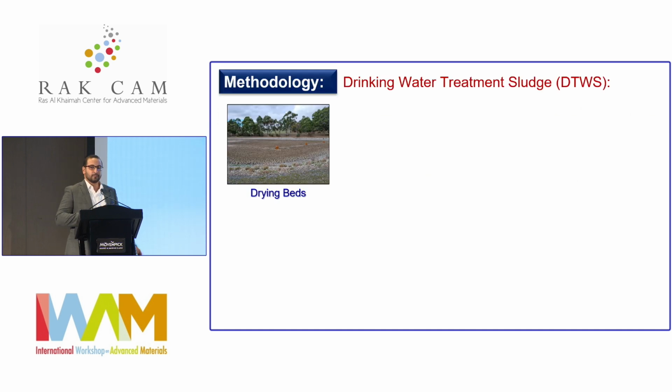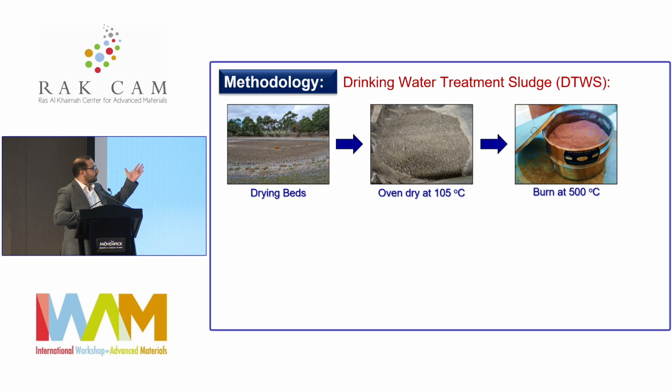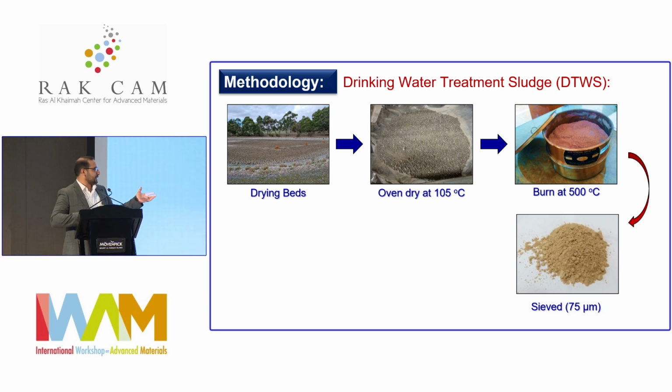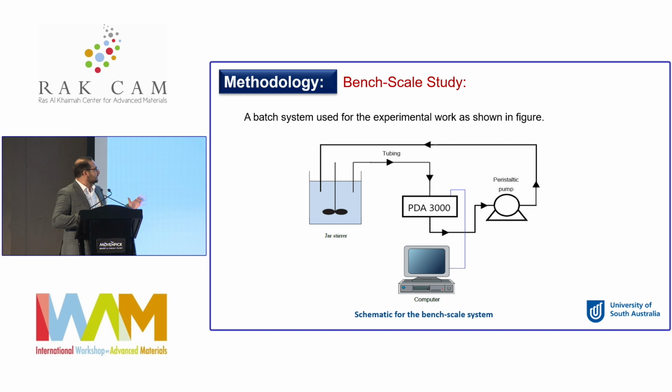In our study, we collected the drinking water treatment sludge, did some oven drying and burning to get rid of all the organics we have. Then we used the sieved particles, the particles that passed through the 75 micrometer sieve, just to increase the surface area. And we used this product in our bench scale system.